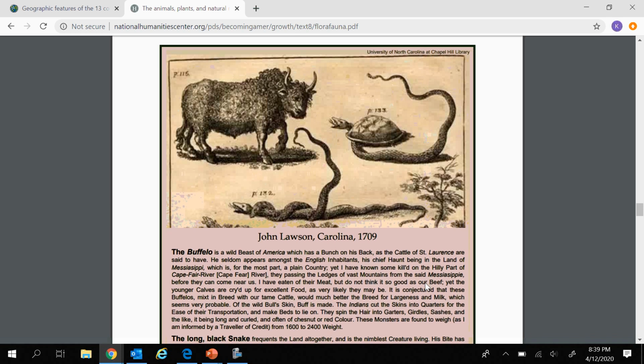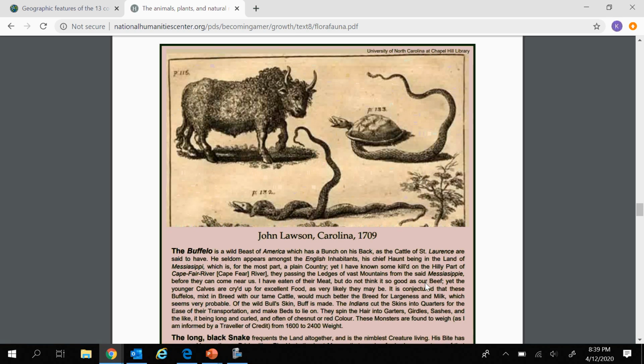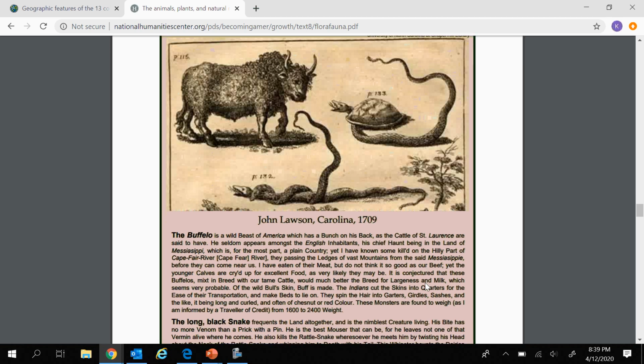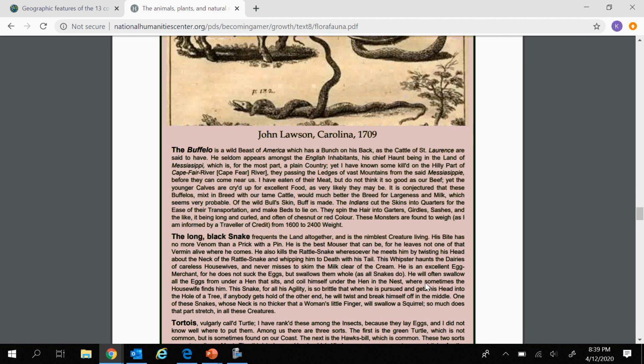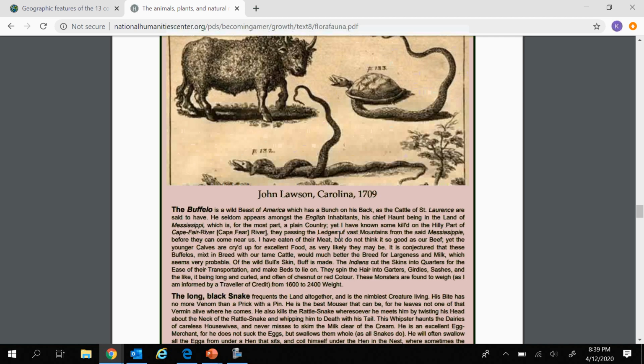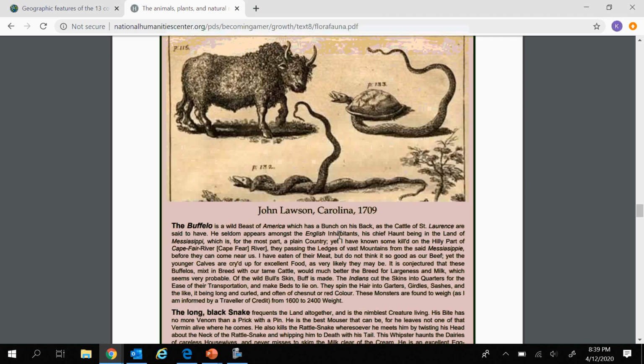And here's someone else named John Lawson. He's also from the Carolina colonies, and he is noting some of the wildlife he saw. Again, he's depicting the snakes. These aren't rattlesnakes, though. They're different types of snakes. But then he also noted the buffalo.